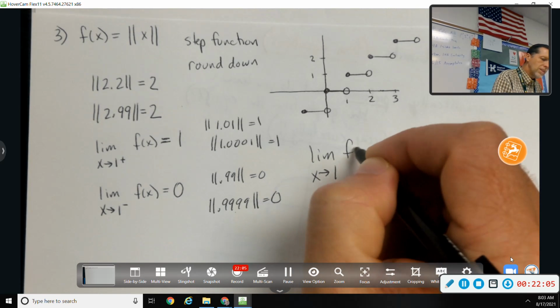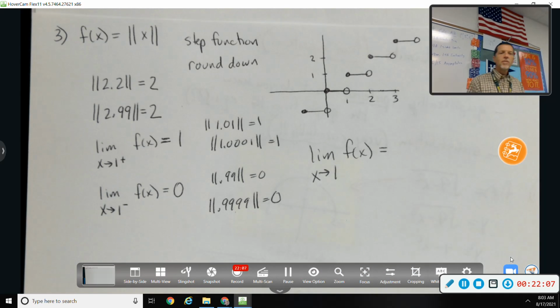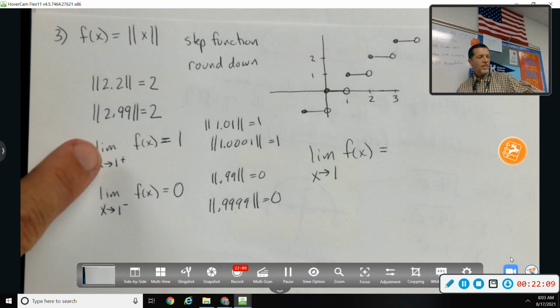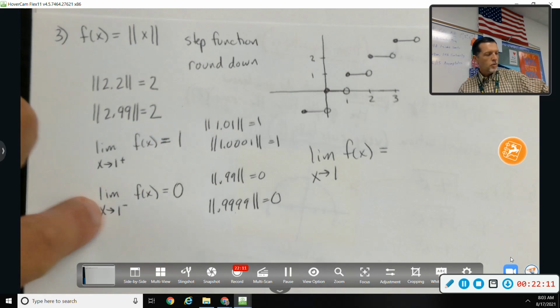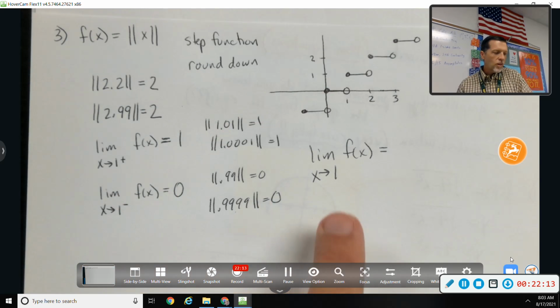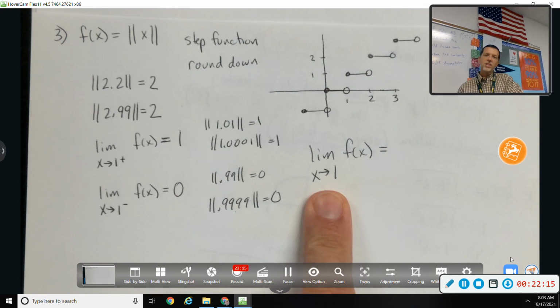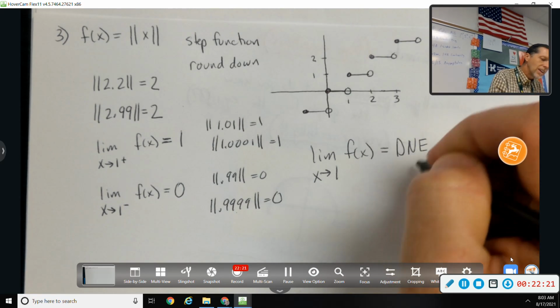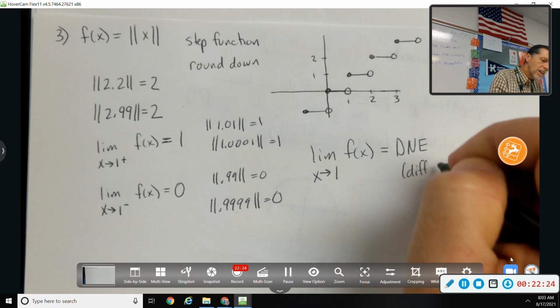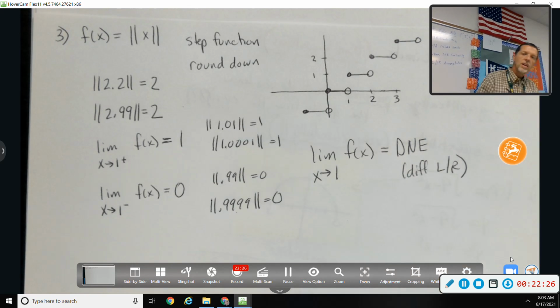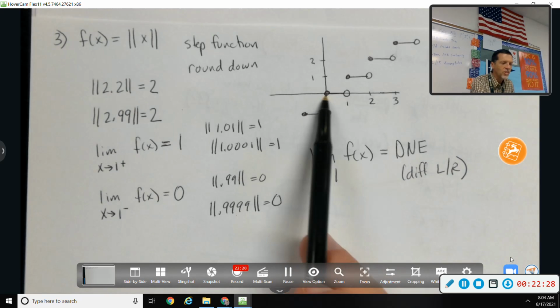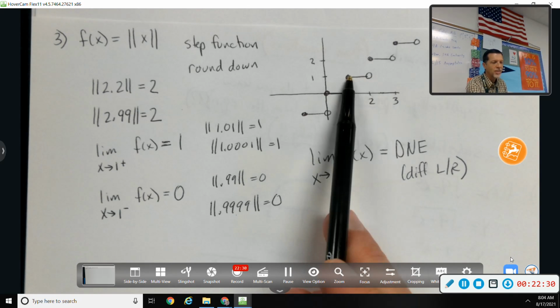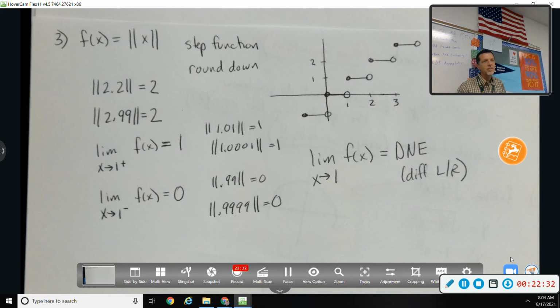Which means, if I don't specify left or right, if from the left was 0 and from the right was 1, what's the overall limit as x approaches 1? Does not exist, because they've got to be the same thing. Or you look at the picture and you're like, well, from this side it's down here and from this side it's up here. It doesn't exist.